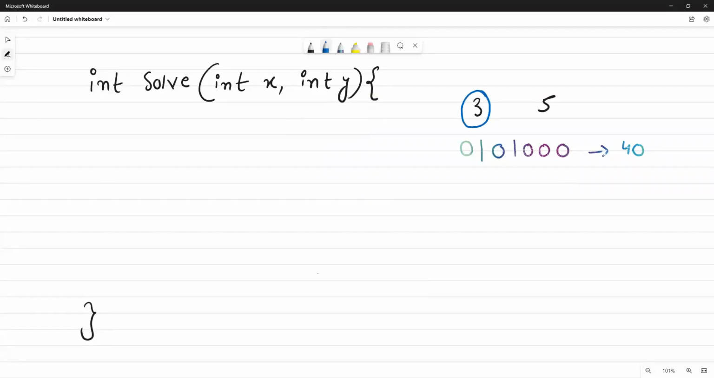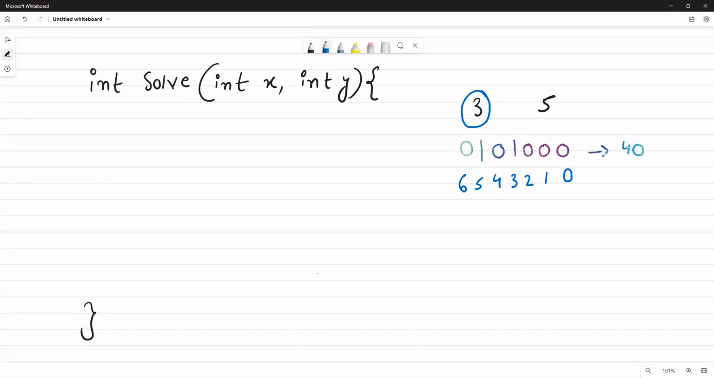This is your 0th bit, first bit, second bit, third bit. So the third bit should be made 1. Set bit means it should have the value 1. Unset bit means it should have the value 0. So I set my fifth bit as 1, and the same goes with the third bit.